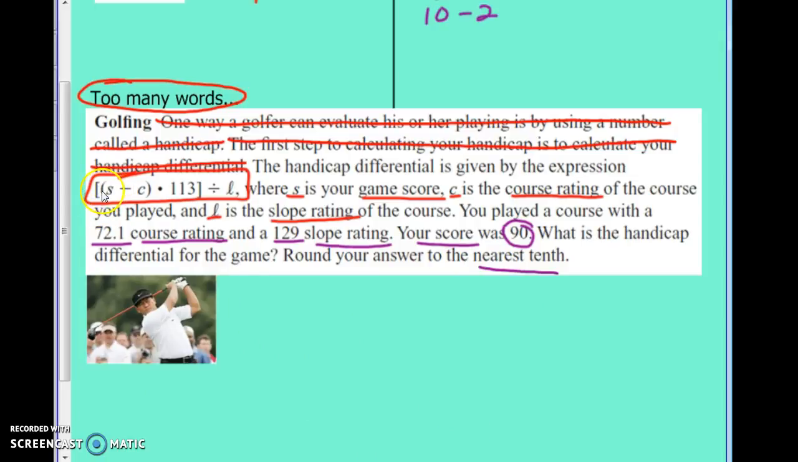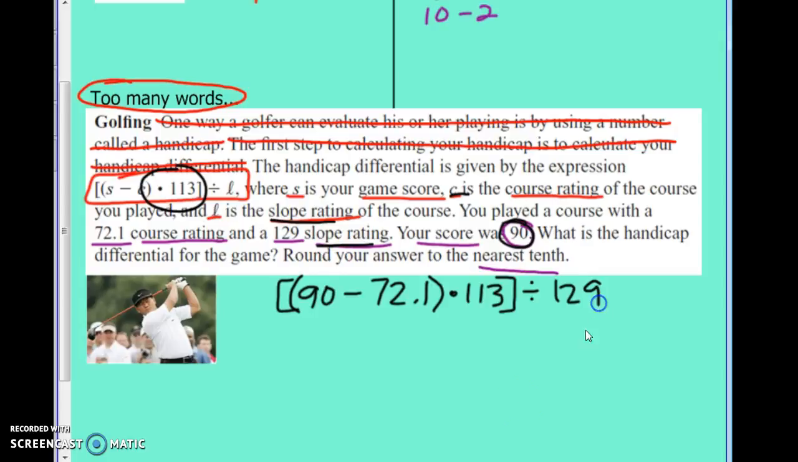So let's take this equation. I'm just going to write it out. Parentheses, S. S is really our game score, and our game score was 90. Then it says minus C, and C is our course rating. The course rating was 72.1, parentheses. Our equation right here says just multiply by 113, and then divide by L. And L is the slope rating, so our slope rating was 129.